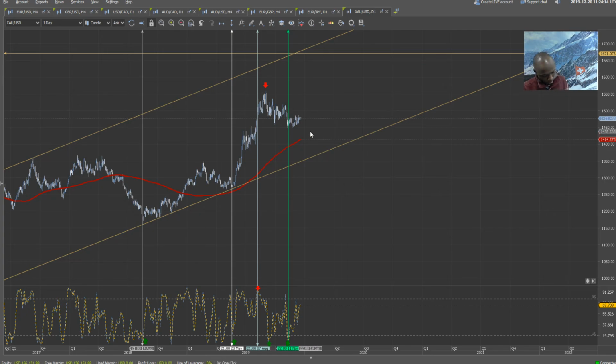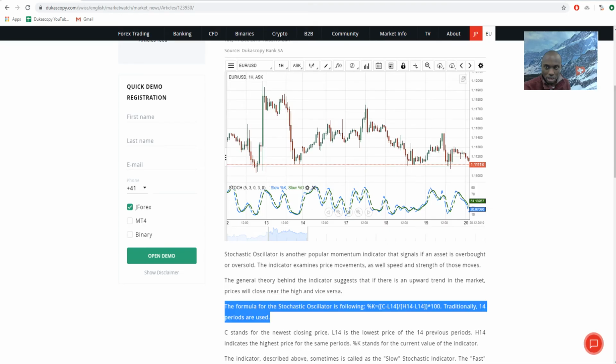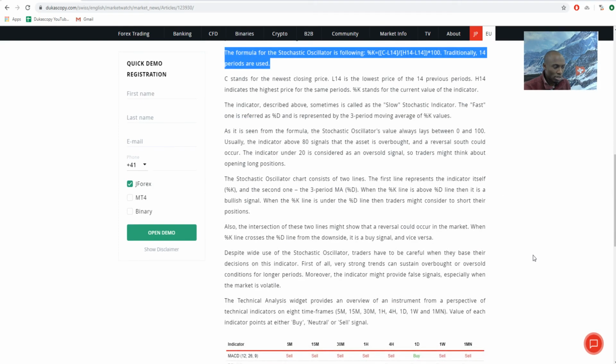So guys, these are the stochastic indicators. We have the article over there on our website. You might read more about it. If you have any questions, simply ask. And I'll just recap.